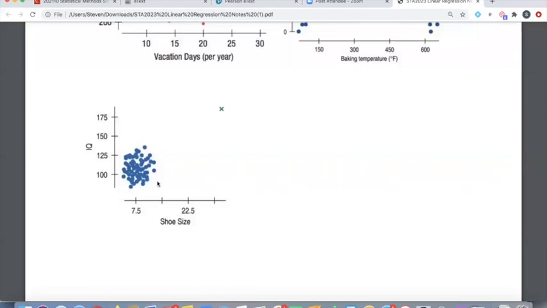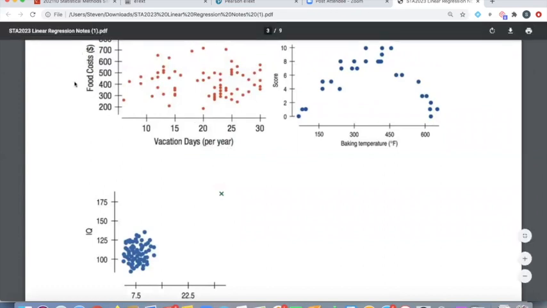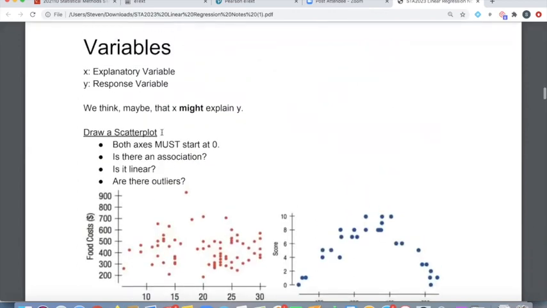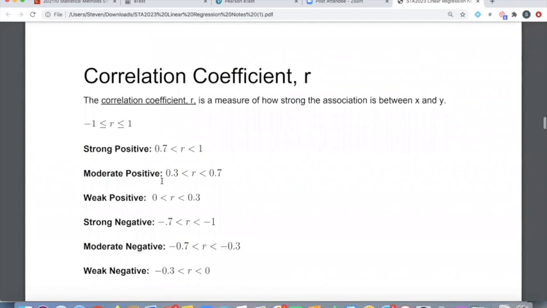So our first step is draw our scatter plot and put our explanatory variable here, what we think might explain our response variable. Look at our graph and say, do we have some kind of linear graph? Does it look like a line? And are there any clear outliers?